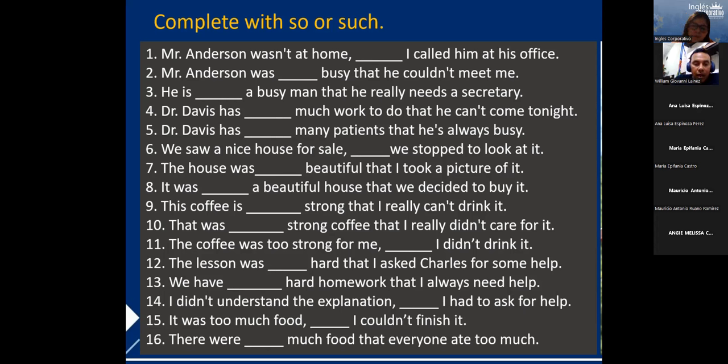Teacher, ¿qué es hard that? Sorry, I was muted. Okay, it was so hard. The lesson was so hard that I asked Charlie for someone to help. Estaba tan difícil. So hard homework that I always need your help.